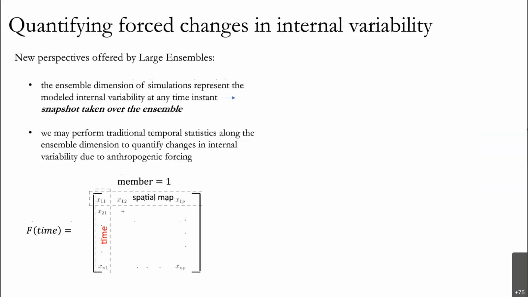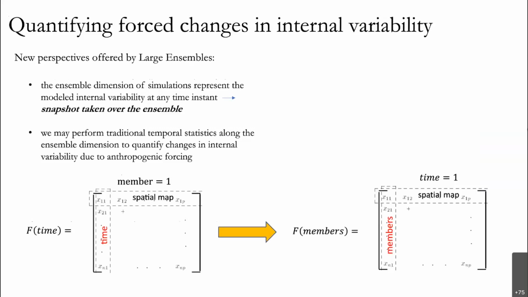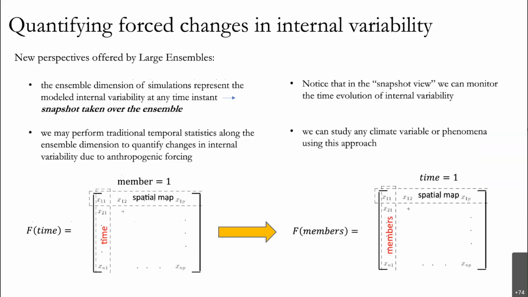So on the first plot on the left, you can see the data matrix with time, which transforms into the data matrix of ensemble members at any time instant. I have to stress that on the right there is time 1 and on the left there is member 1. So this snapshot approach allows us to monitor the temporal evolution of internal variability. And importantly, we can use any statistical methods to formulate its ensemble-based version.